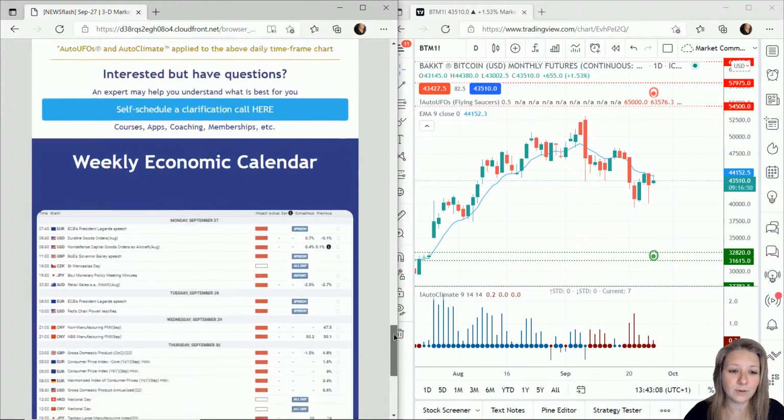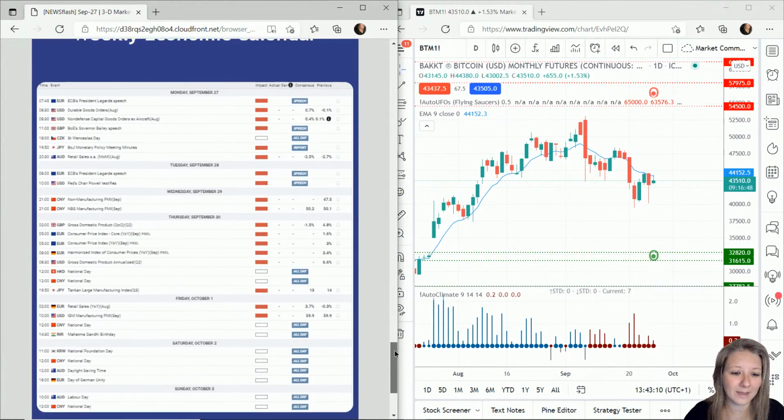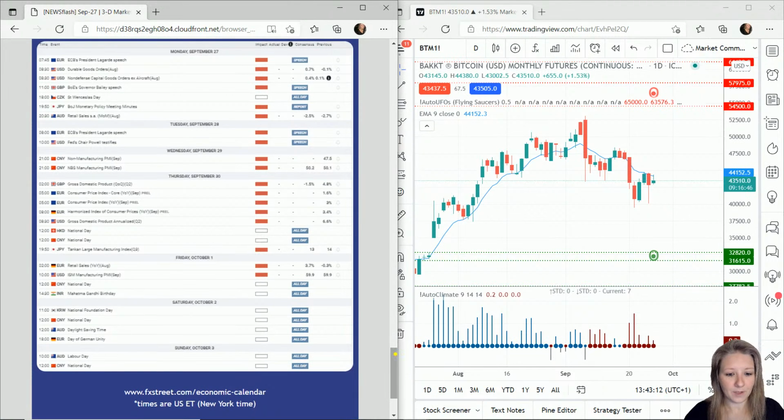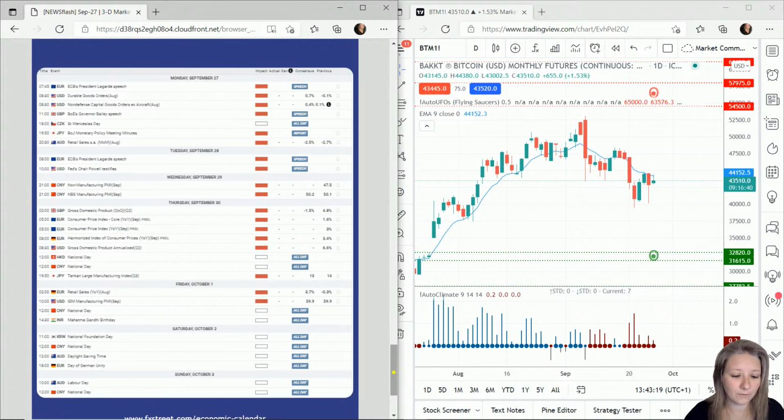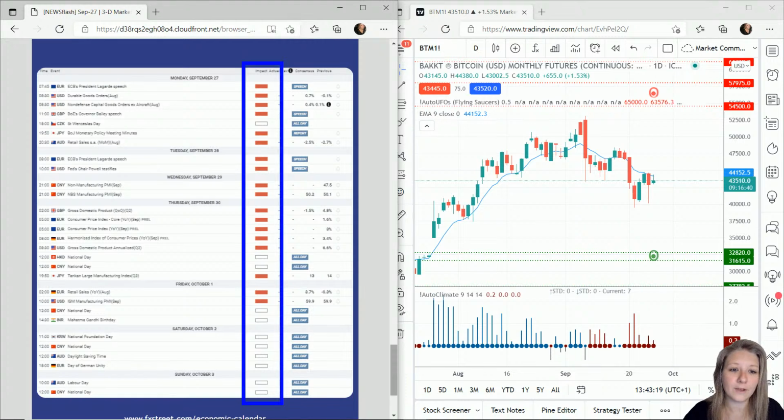One more thing to round off before we finish is our weekly economic calendar. It's a big one this week. Come down to here just to show you. It's from fxstreet.com. That's where we get this from. And what we do is we filter by high impact news on most major world markets, so that we can figure out not necessarily what's going to happen, but are we likely to see volatility on those days.